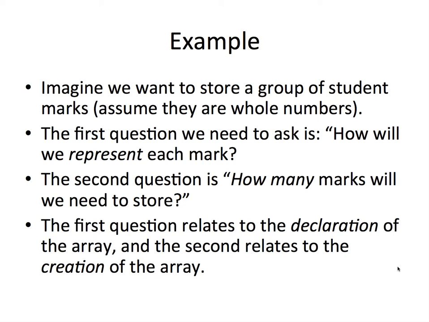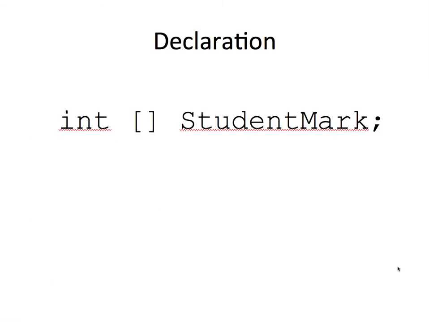So these two stages are probably best illustrated if we consider the question of how we might store a bunch of marks. So the first question is, how do we represent each mark? And the second question is, how many do we need to store? So the representation question concerns the declaration. How do we represent each mark? And the second question, how many, concerns the creation of the array.